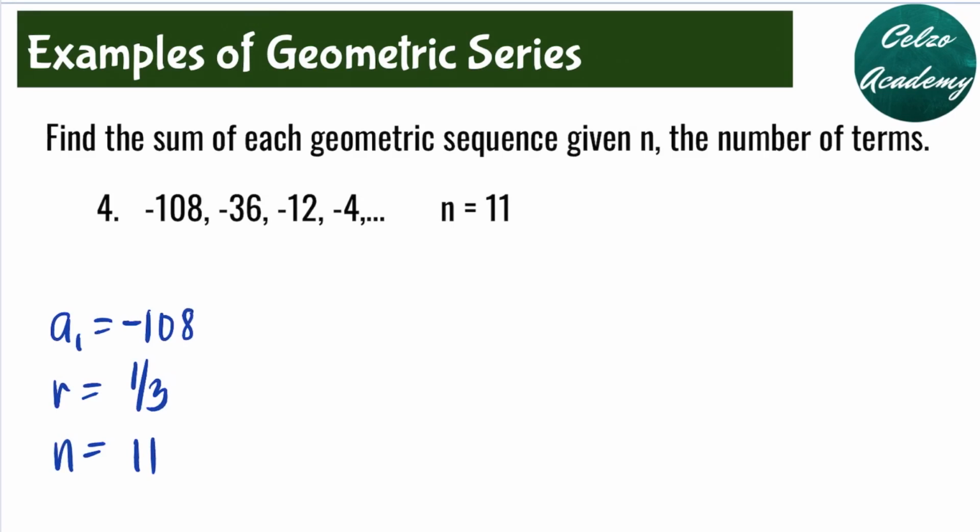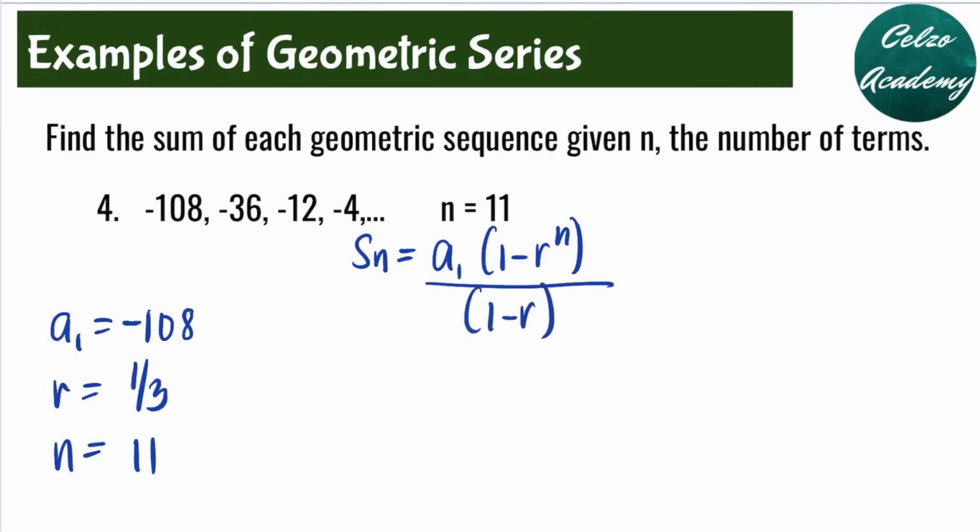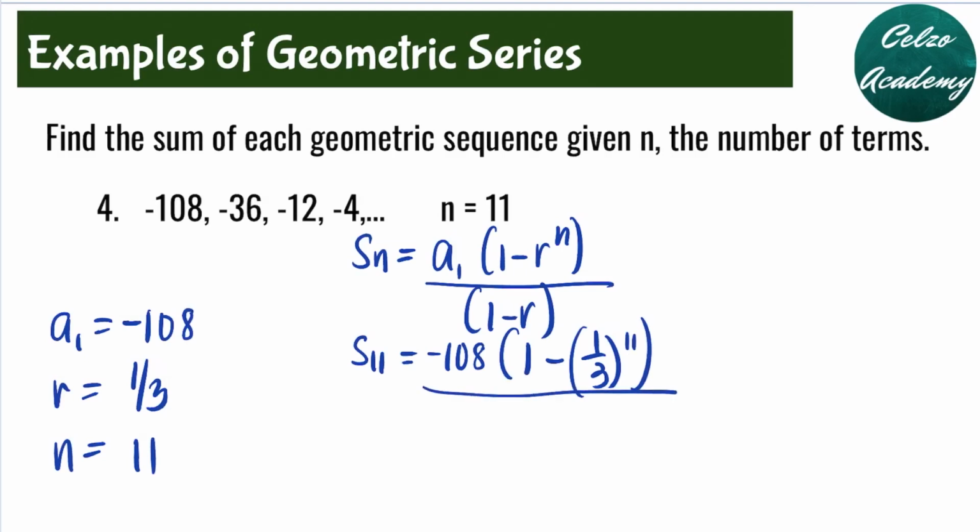Since n is equal to 11, this problem means we need to find the sum of the first 11 terms of the geometric sequence. We now use the formula S of n is equal to a sub 1 times 1 minus r to the n all over 1 minus r. n is 11, so we're solving for S of 11. A sub 1 is -108. And we have 1 minus 1/3 to the power of 11 all over 1 minus 1/3.